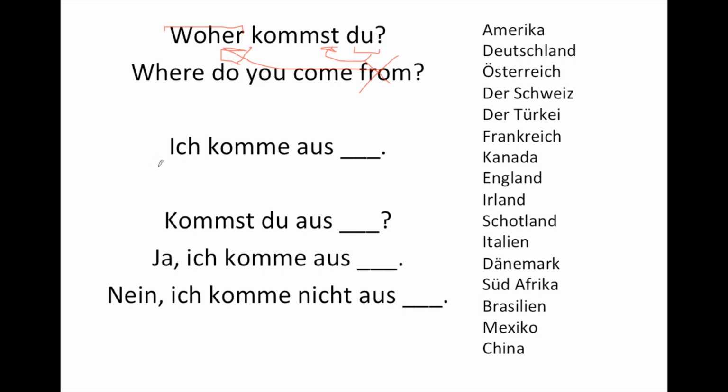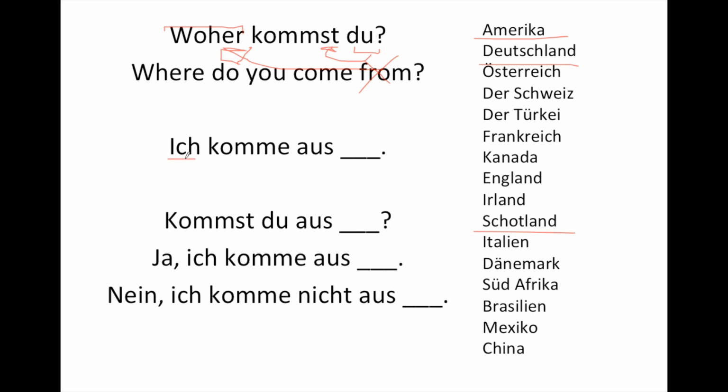The answer to this question, "ich komme aus." Ich komme aus Amerika. Ich komme aus Deutschland. Ich komme aus Schottland. Our yes or no question, "kommst du aus blank?" Ja, ich komme aus blank. Oder nein, ich komme nicht aus blank.